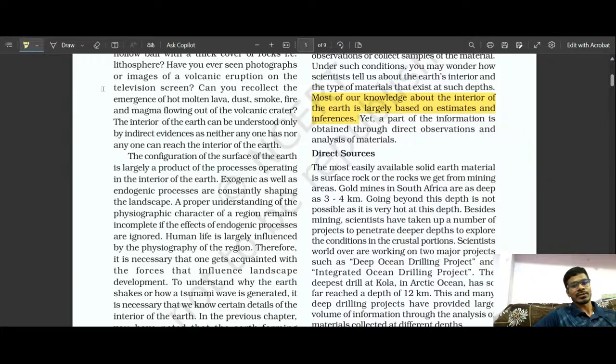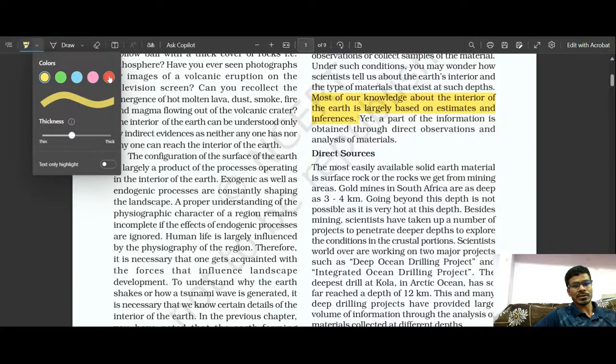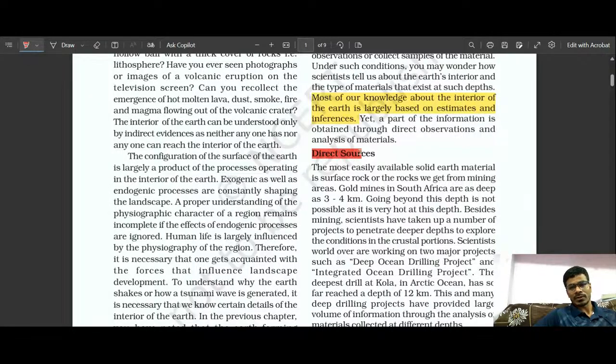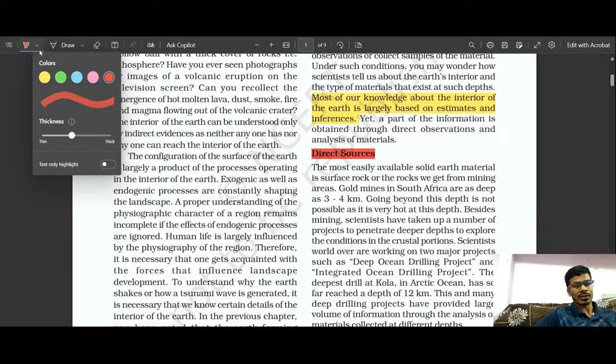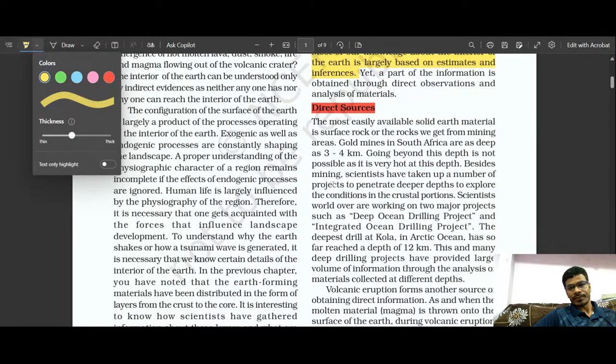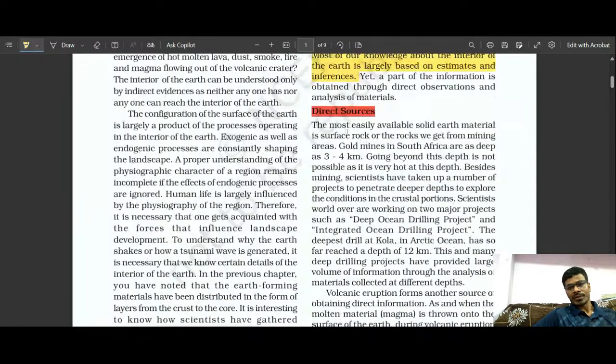As you can see, here we go. These are the direct sources. The most easily available solid earth material is surface rock, or the rock we get from mining areas. The gold mines of South Africa are as deep as 3 to 4 kilometers, and going beyond this depth is not easy or possible as it is very hot.